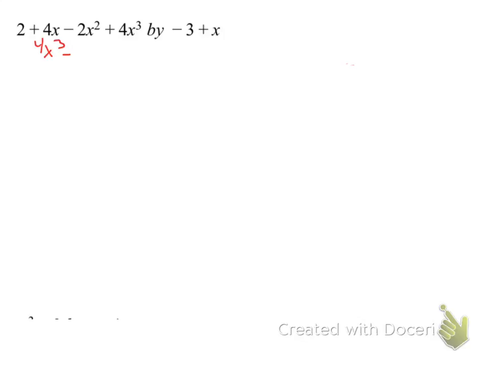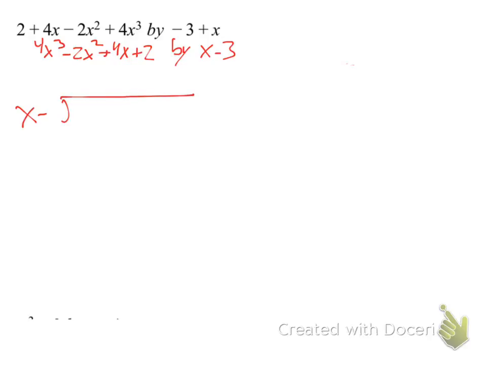4x cubed minus 2x squared plus 4x plus 2 by x minus 3. Now that looks a little bit nicer from what we've seen in the past. It informs a few things for us. Now we have to set it up. What goes inside? What goes outside? X minus 3 goes on the outside.